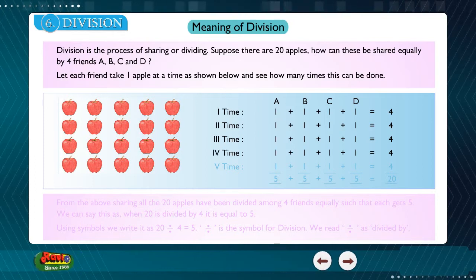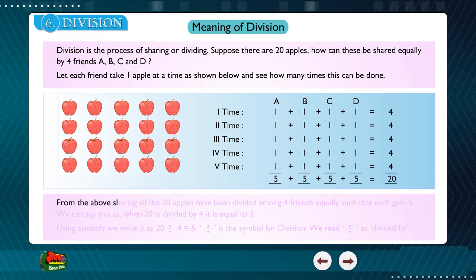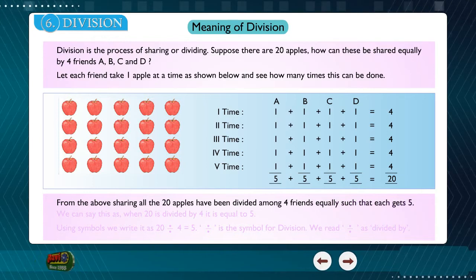Fourth time, 1 plus 1 plus 1 plus 1 is equal to 4. Fifth time, 1 plus 1 plus 1 plus 1 is equal to 4. 5 plus 5 plus 5 plus 5 is equal to 20. From the above sharing, all the 20 apples have been divided among 4 friends equally, such that each gets 5.